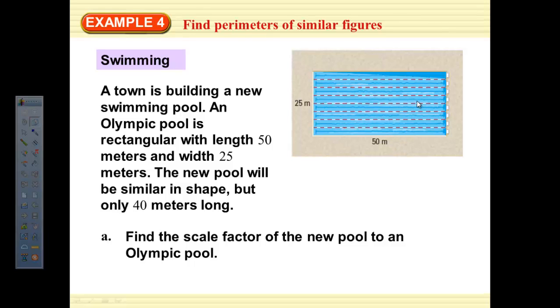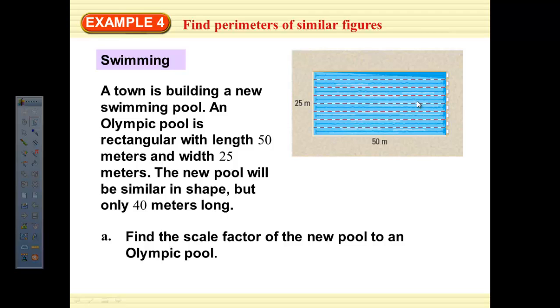Okay, now we're going to look at perimeters of similar figures. The thing that you need to know here, and this is one of your theorems, is that the scale factor is going to be the same as the ratio of the perimeters. So you can use that to find perimeters for different figures.